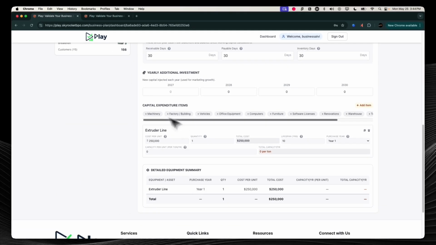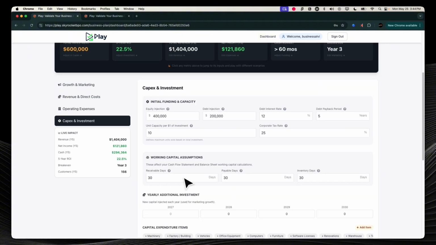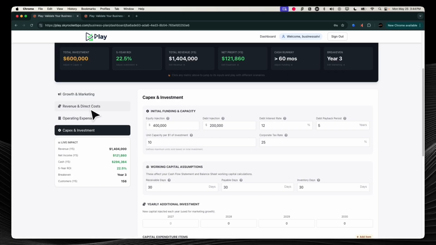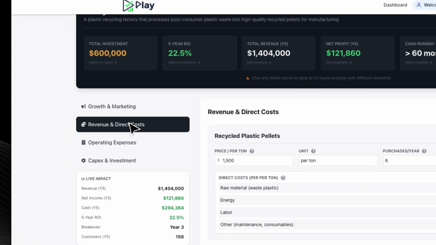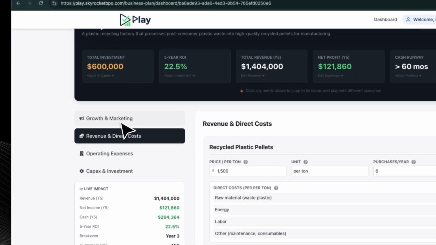In addition to this, we have the capex items, which mostly involve the extruder line. This will also change depending on your revenue items. If you have more products, obviously you need to invest more on capex items. Now let's look at the revenue items. But before that, I think it's better if you look at the growth and marketing.